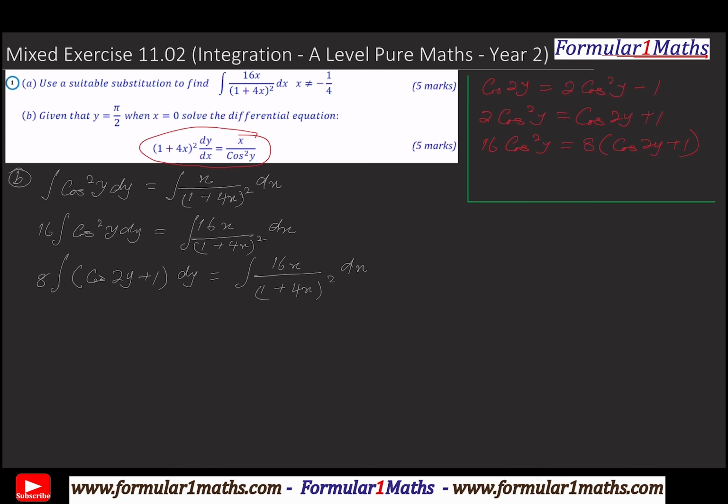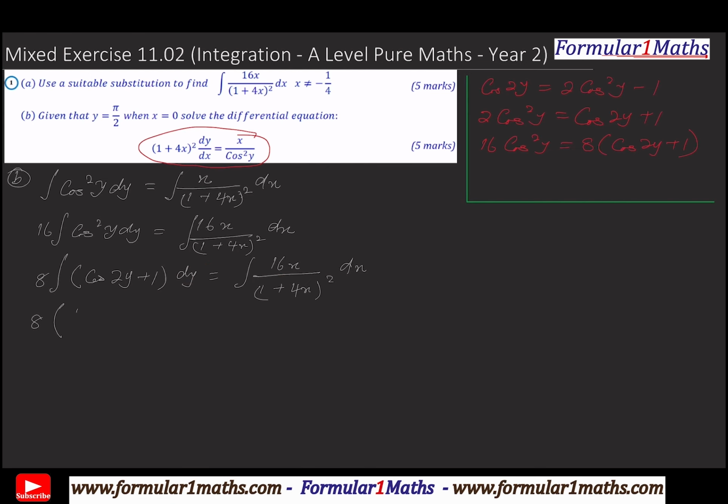We are now ready to integrate. And all we do now is integrate the left-hand side, which is this one, because we already have the integral of this from part A. And so if we integrate this part, we are going to get 8 brackets half sine 2y plus y equals to the integral of this one, which we got from A, and that was ln 1 plus 4x plus 1 over 1 plus 4x. And we just have to add our integration constant c.